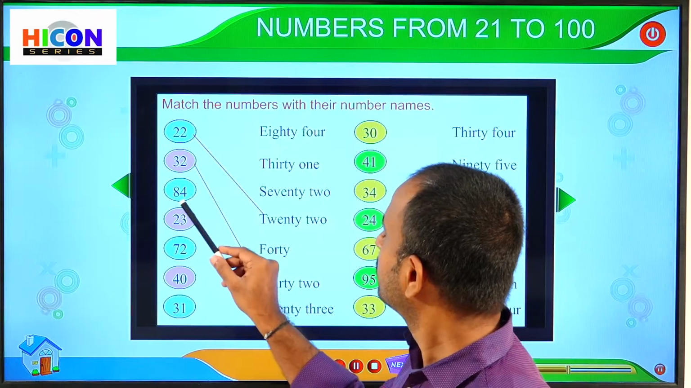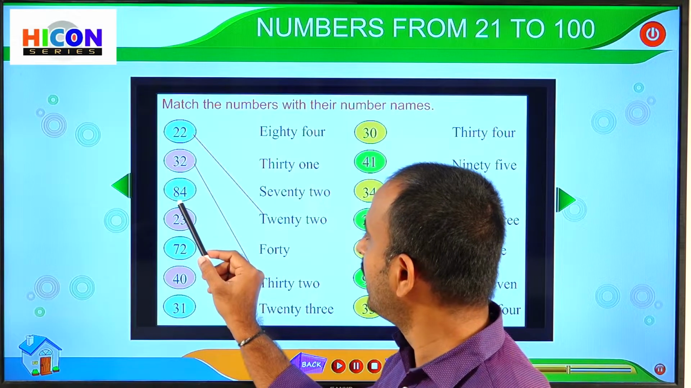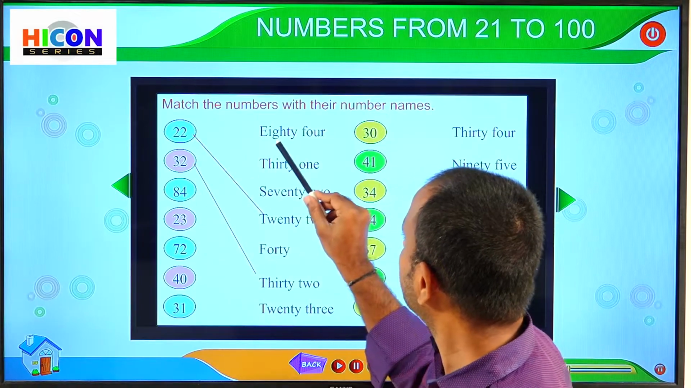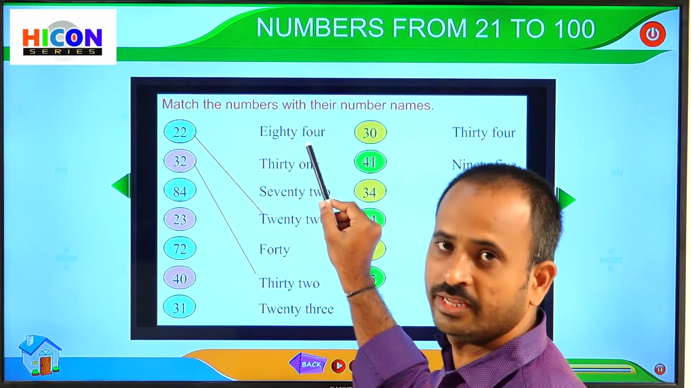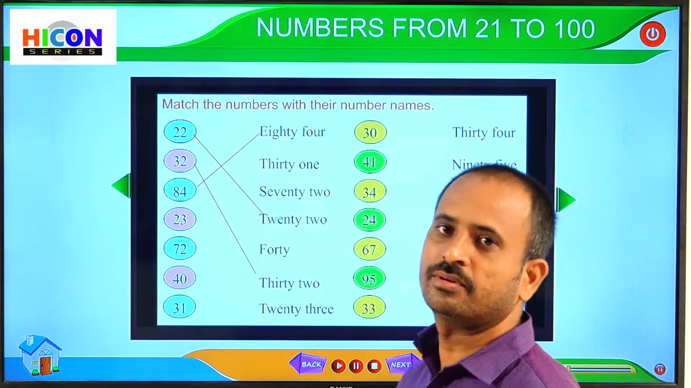See the next one. So what is this number, children? So how can we read this number? This number can be read as 84. So where is 84 here? So see the first one. So this is 84. So match this number with its number name 84.